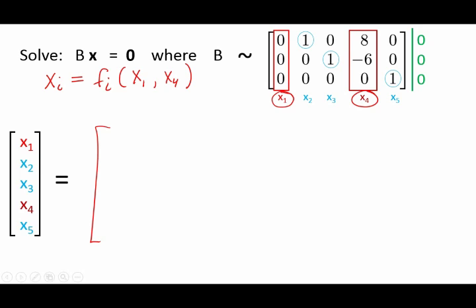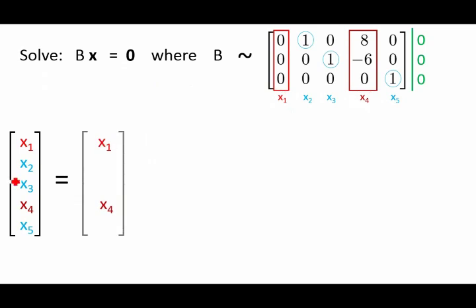I'll start off with the easy ones this time. x1 is equal to x1 in terms of x1 and x4. x4 is equal to x4 in terms of x1 and x4. And so I've got x1 is x1 and x4 is x4, so I've got two variables already. I now need to take a look at my equations.